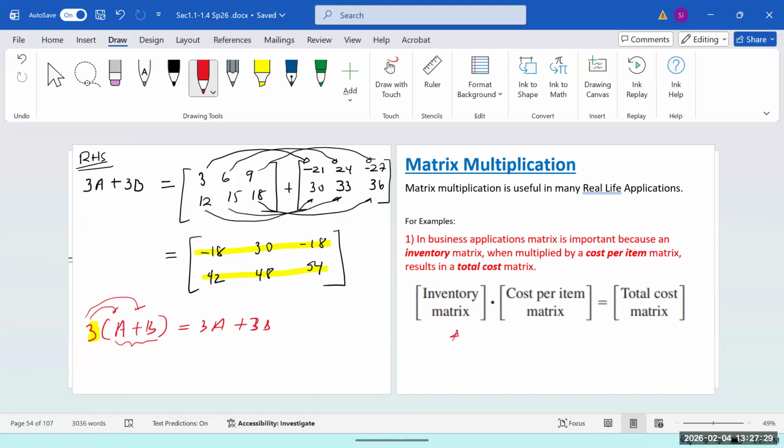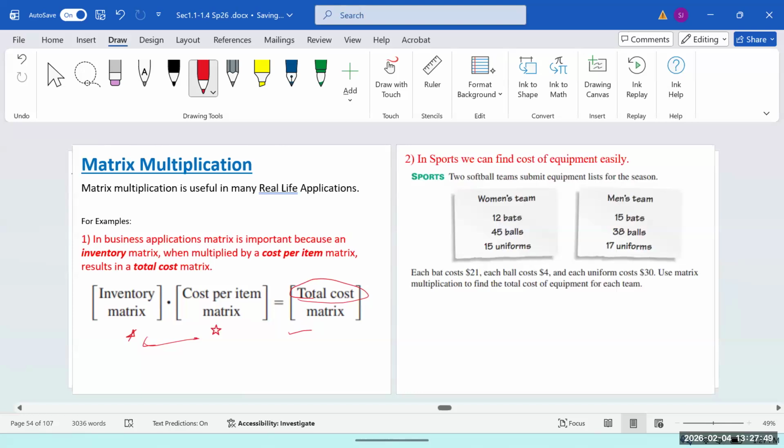the result is the total cost matrix. So you have an inventory matrix and cost per item. When you multiply them, you get your total cost for any type of business. If you have a large business, then you input everything in the computer, and the computer does the multiplication and gives you the result. Another example is if you have a bunch of items to buy and they have different prices for each, you can use matrix multiplication. Like a system of equations, you can come up with a system of equations, input that as a matrix in the computer, and the computer will do everything for you. And there are many other applications.